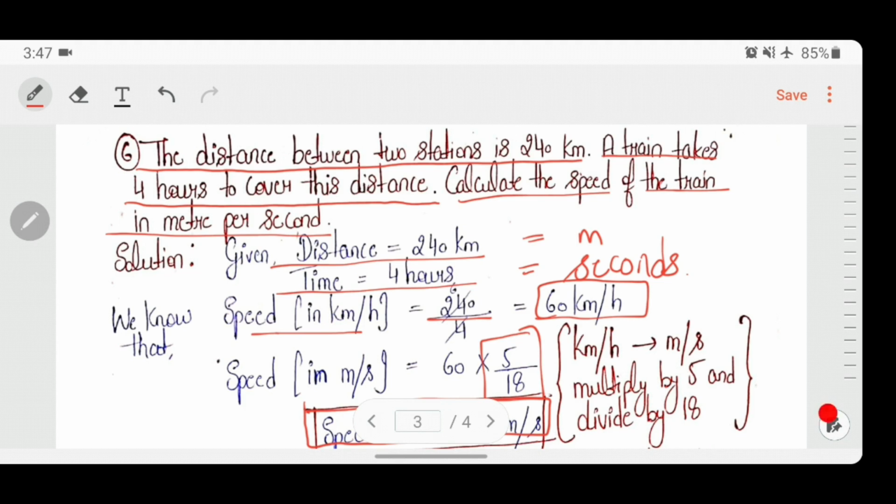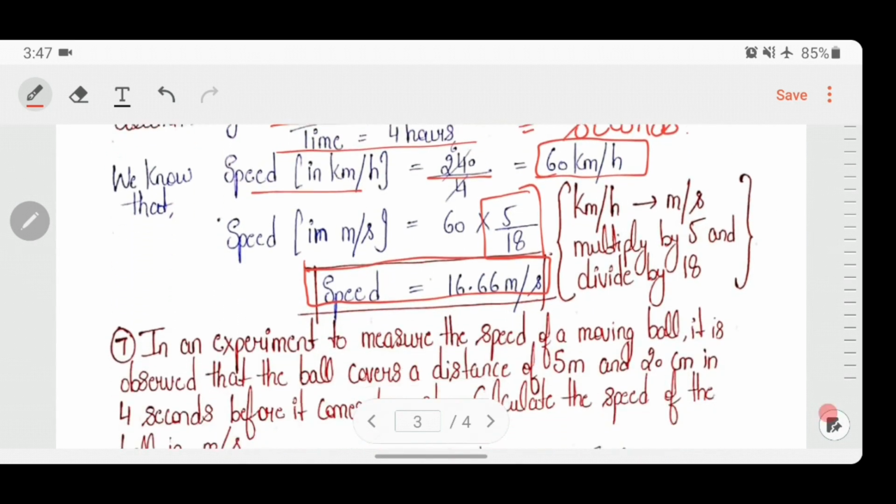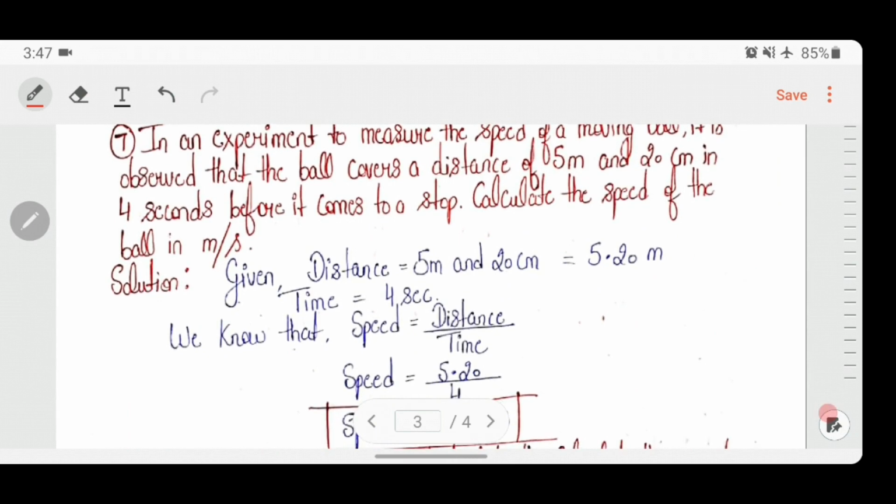Or the second method is you put these values as they are, and after solving you get the speed in kilometers per hour. To convert this speed into meter per second, you have to multiply it by 5 and divide it by 18. Now students, let's move to the next numerical.